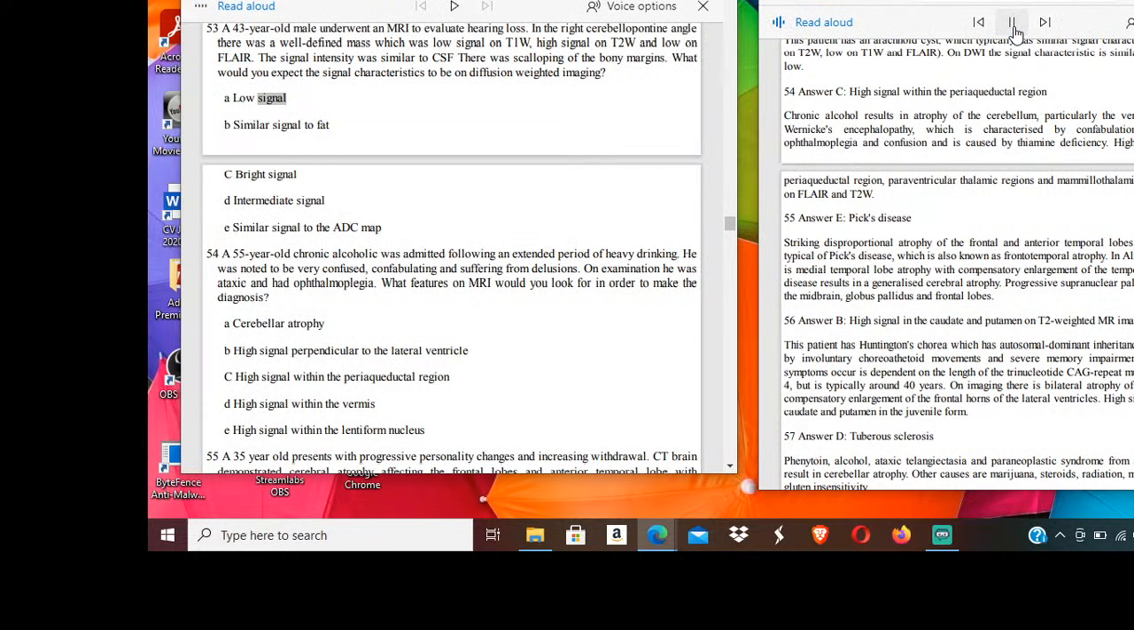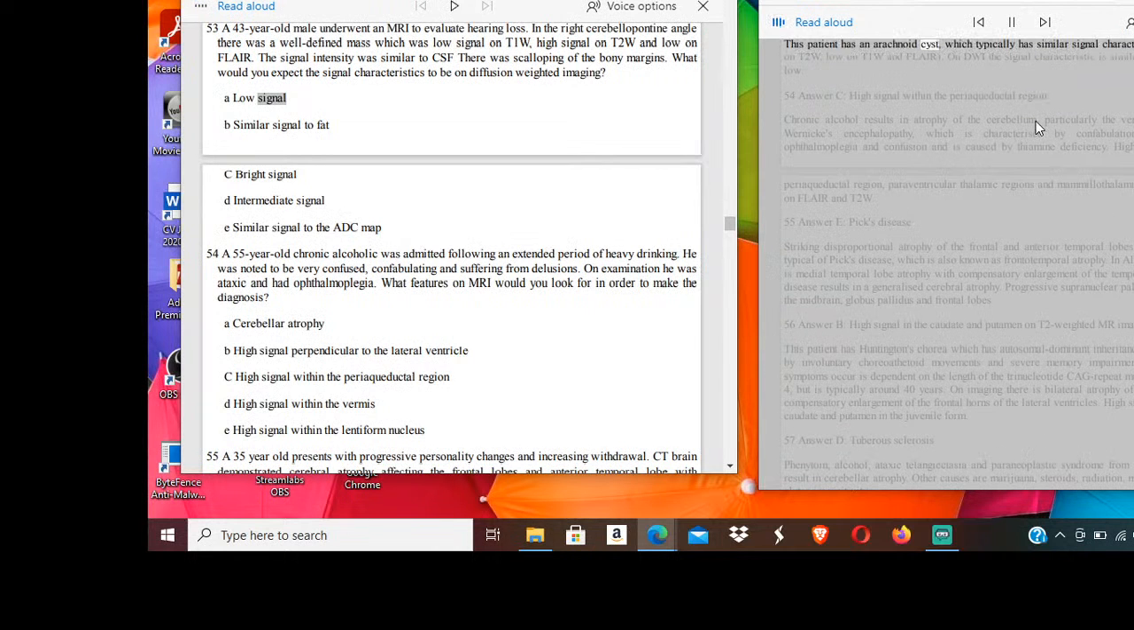A, low signal. This patient has an arachnoid cyst, which typically has similar signal characteristics to CSF: bright on T2W, low on T1W and FLAIR. On DWI the signal characteristic is similar to CSF, and hence is low.